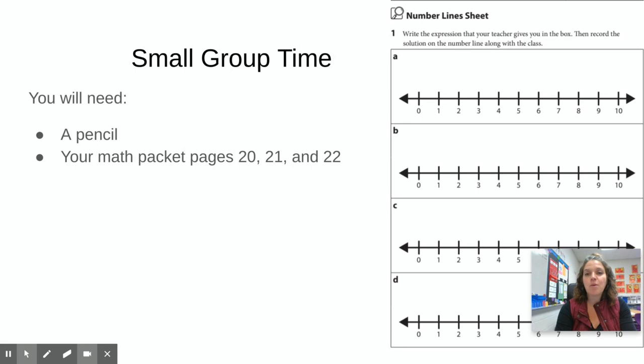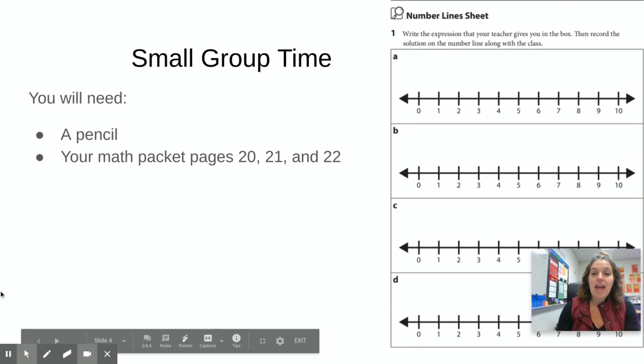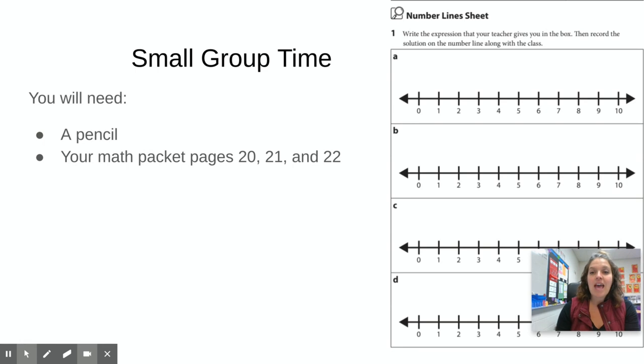So remember, our target was I can add and subtract using a number line, and you're going to know you're successful when you bring those number lines to small group today and you can show me what you know about adding and subtracting using the number line.